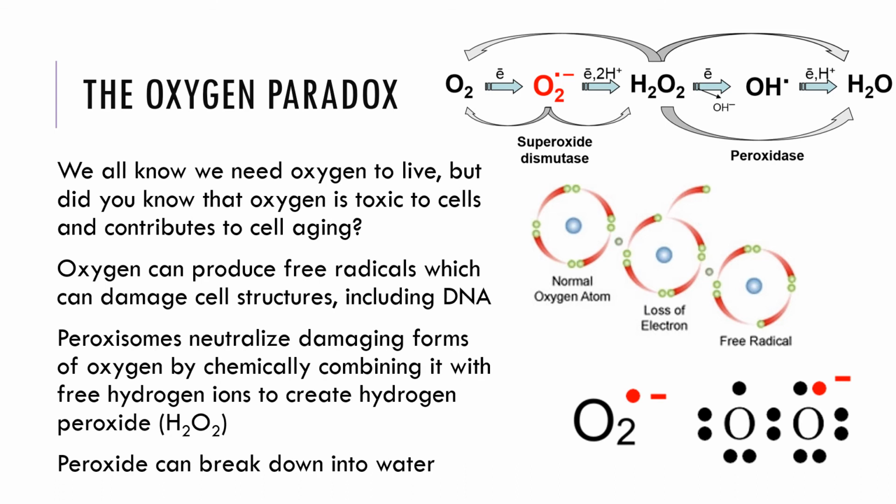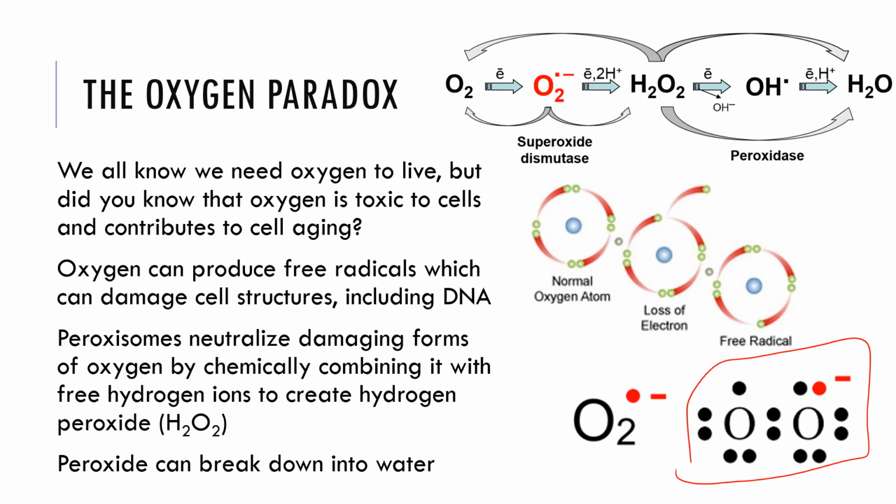Now, we need oxygen in order to produce energy. We'll learn that with our mitochondria. A lot of cells need oxygen to live because we get energy using oxygen. However, oxygen is something that is highly toxic to our cells. Oxygen produces what are called free radicals. These are chemicals that are highly reactive in the cell and can even damage DNA and cause mutations. Peroxisomes can neutralize these damaging oxygen chemicals, these free radicals.